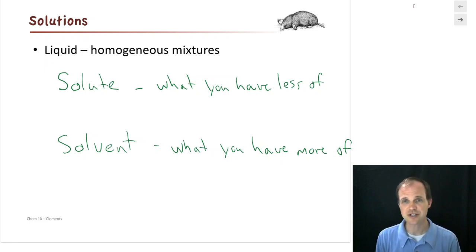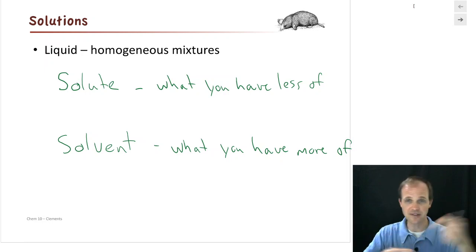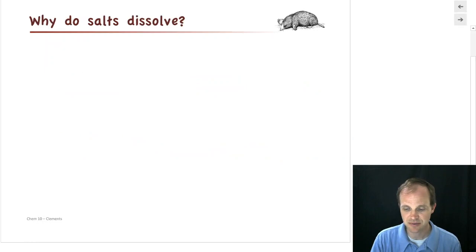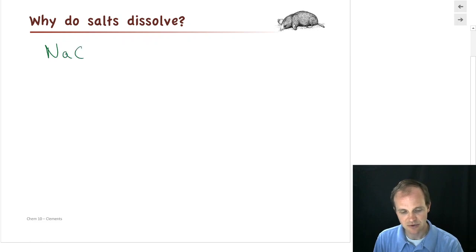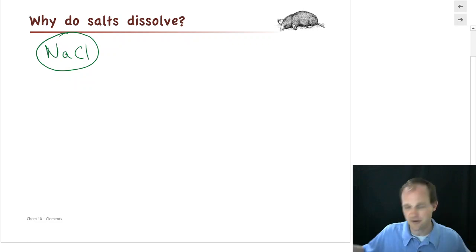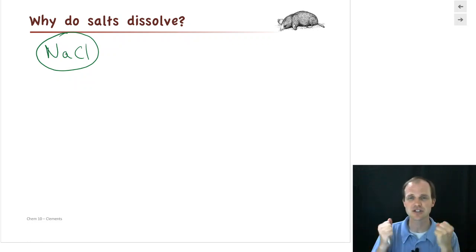So the first question we have to ask is, we're going to start dissolving things into water. Why do things dissolve in the first place? So that's our first question. Why do salts dissolve? And let's go ahead and take sodium chloride as our example. Now, you may remember from a previous video that if you take sodium and chlorine, you mix them together, it forms this violent reaction because it's so favorable to have sodium chloride. Sodium chloride is extraordinarily stable.